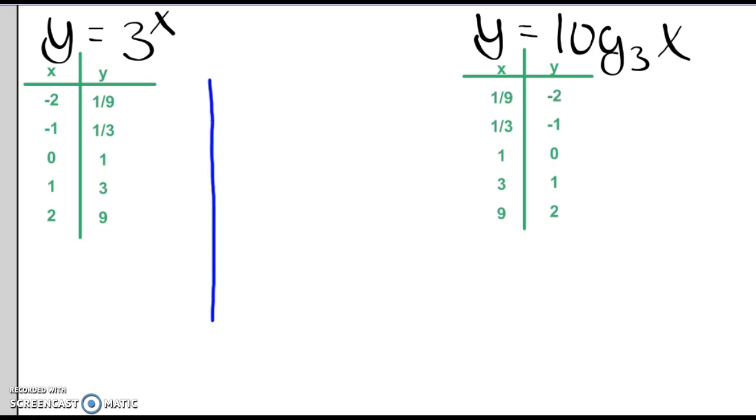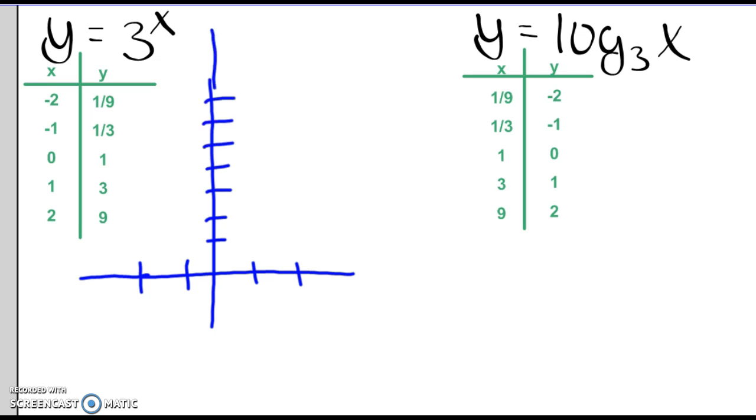To make this graph, I'm going to do a sketch because on the smartboard, nothing works right if I use a graph. I had to realign my pen. So I'm going to go 1, 2, 3, 4, 5, 6, 7, 8, 9. And so I'm going by ones on both scales. I'm going to plot 0, 1, 1, 3, 2, 9. 1/3 is going to be about here. 1/9 will be about here. And now I have my exponential function.